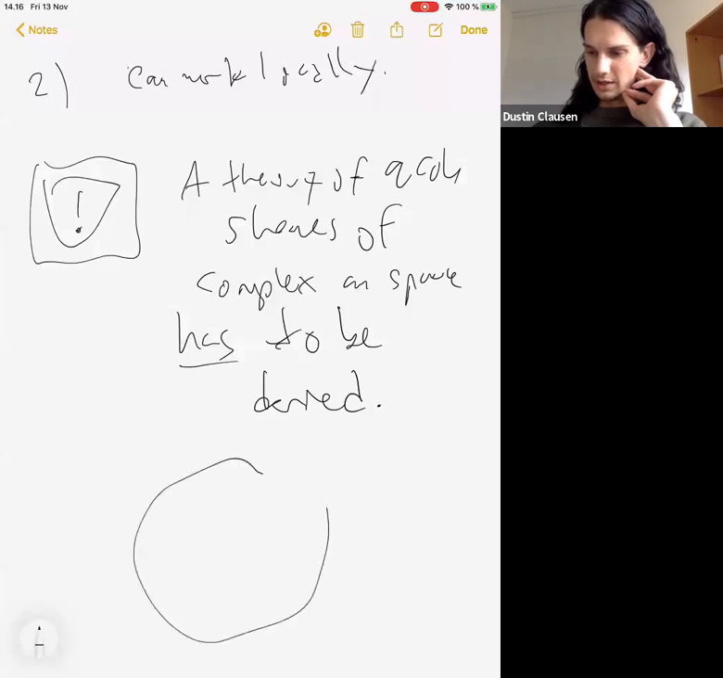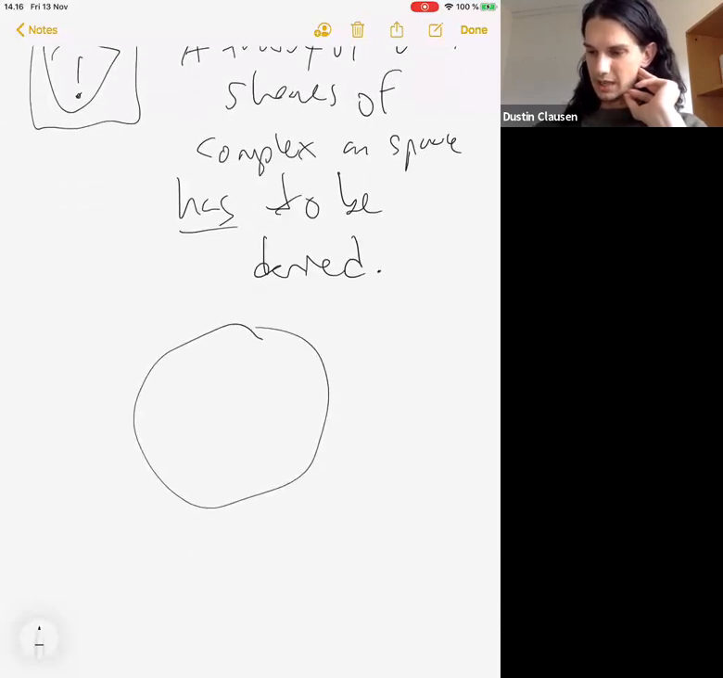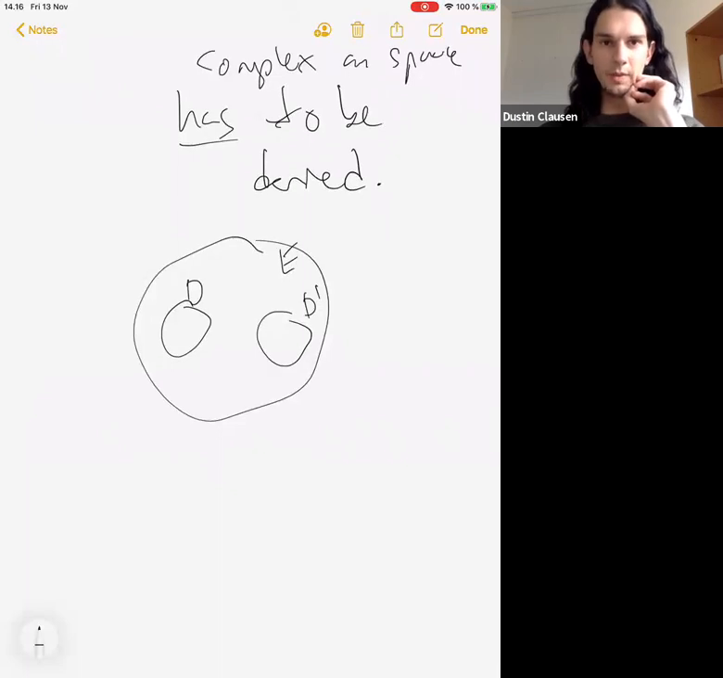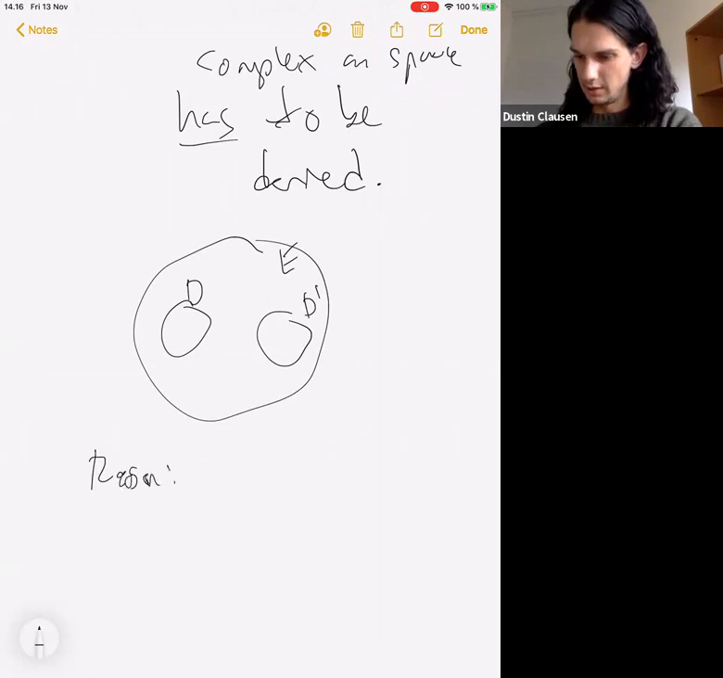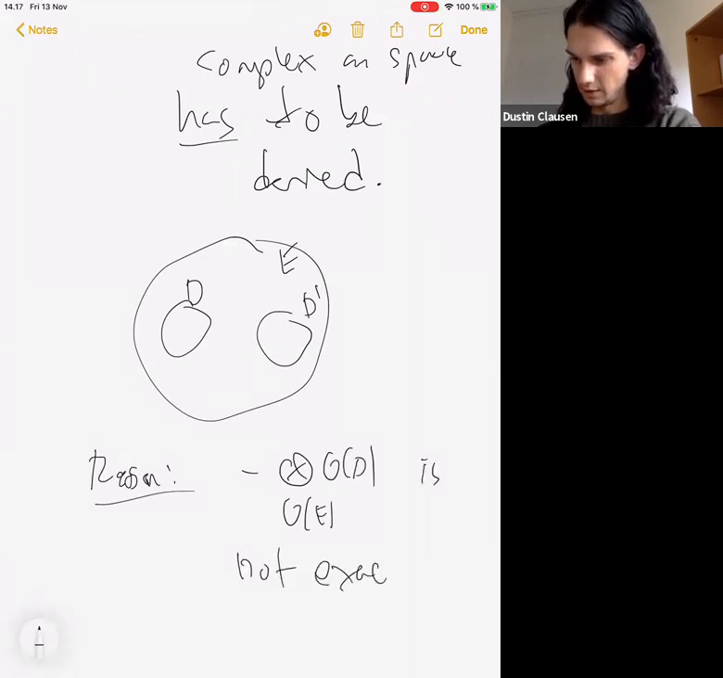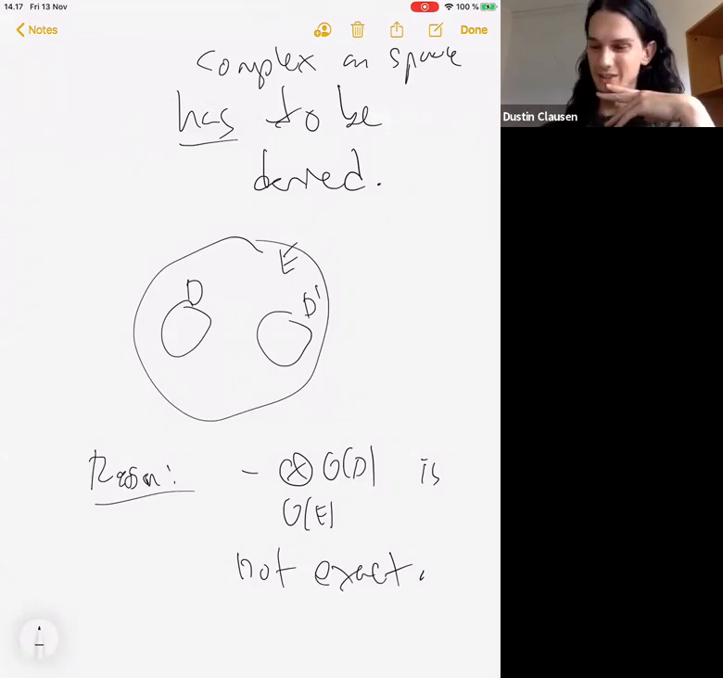So you can take a big disk E and then a little disk D and then a disjoint little disk D prime. The reason is basically that the base change map, no matter what formalism you have, as long as it does what you want it to do, is not going to be flat, is not going to be exact. So this O of D will not be flat as an O of E module, provided the formalism behaves the way you'd like it to.